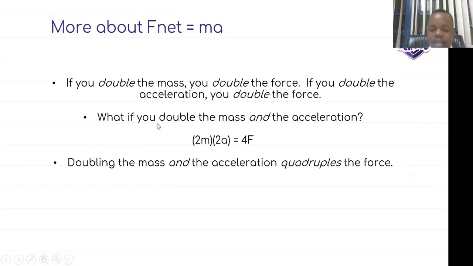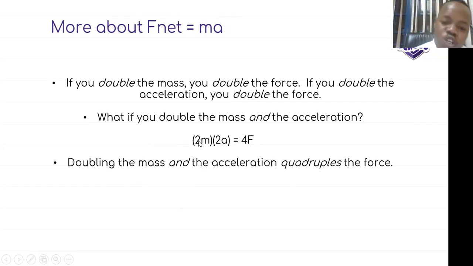So to elaborate further, if you double the mass, you double the force. If you double the acceleration, you double the force. But what if you double both the mass as well as the acceleration, right? If you double the mass and you double the acceleration, it will now be 4 times larger than what it was. Are we clear, my learners?